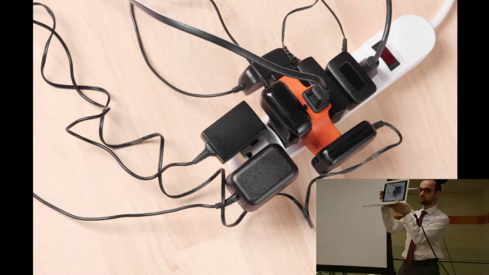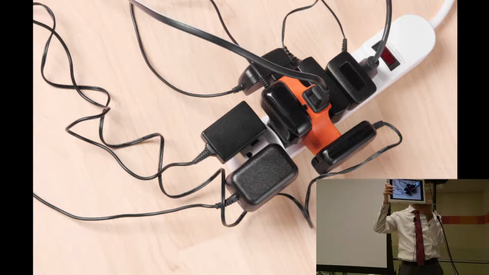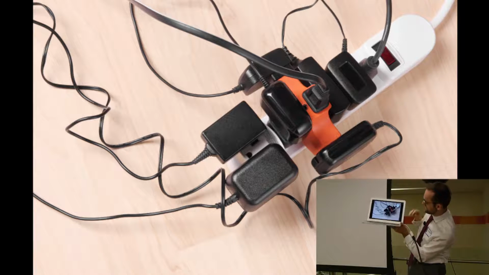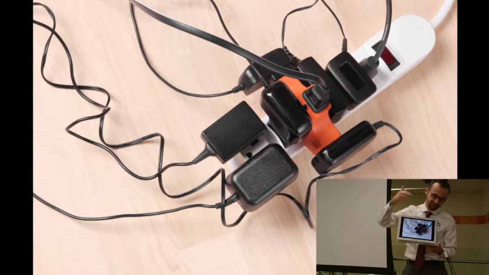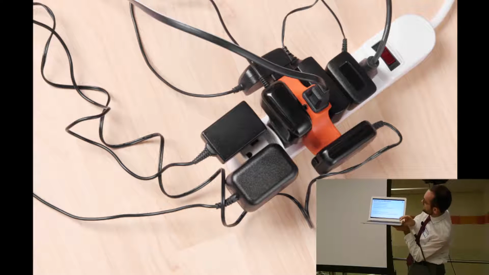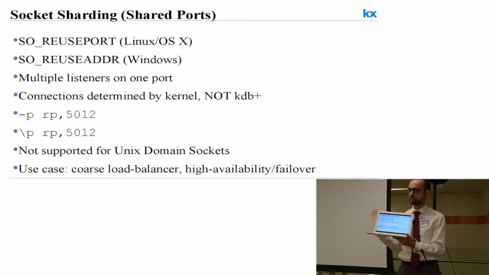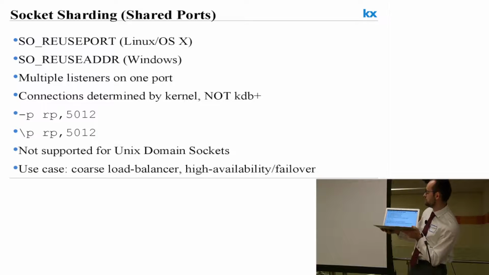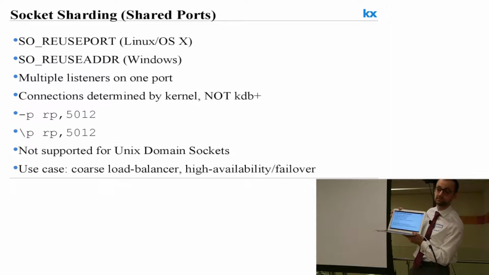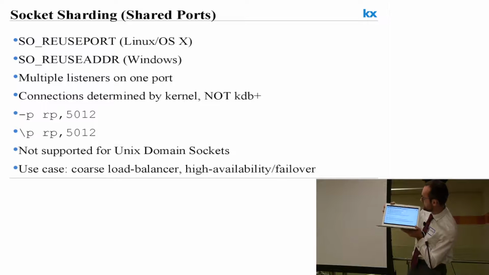And the next one is basically shared sockets. It's kind of ironic now, given I've had this problem. So basically, socket sharding is the technical name for it. It's an operating system thing, or shared ports. So there's basically two flags. The flag for Linux and OS X is SO_REUSEPORT. And if you have the misfortune of working on Windows, it's called SO_REUSEADDR.